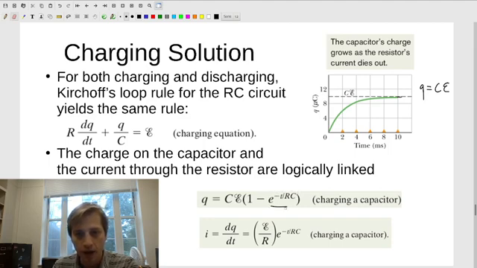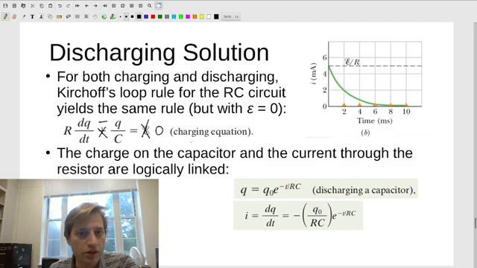But if we put in t equals really big, this term goes to 0, and then we just get Q equals C times V. Okay, so how do we know that this works? Well, go ahead and take the derivative of this, and you would get this form. Then you can just plug in your Q and your dQ/dt into this equation and confirm that it works.